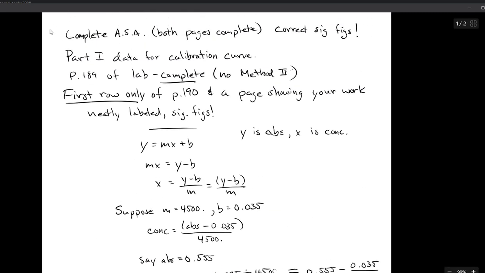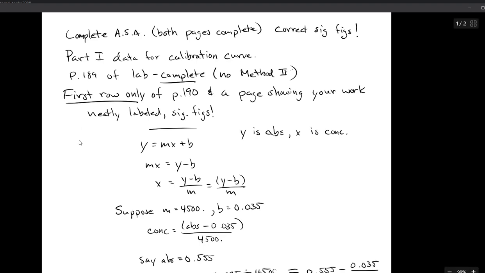So one more time, you submit the complete ASA, both pages complete with the correct significant figures. You do the thing called optional because that's part of the assignment. Part 1, data for the calibration curve. Again, paying attention to significant figures. So far I haven't seen any mistakes on the Excel part of that, which kind of surprised me. That's where I thought people would have a hard time, but they are not. Again, page 189 of the lab report complete. Nothing with method 2, please. And then the first row only of page 190, a page showing your work.